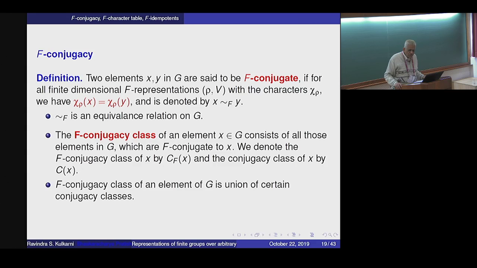We denote the F-conjugacy class by C_F(X), and the usual conjugacy class, so to speak, the absolute conjugacy class, which depends only on the group structure, by C(X). And it's clear that this is invariant under conjugation, and so the F-conjugacy class of an element of G is a union of certain conjugacy classes. This much information is clear from the definition.